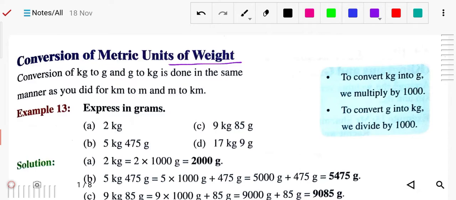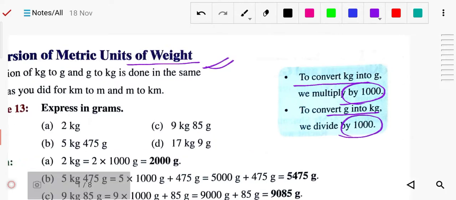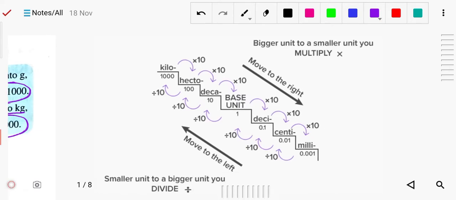Here we know that to convert kilogram into gram, we should multiply by 1000. To convert gram into kilogram, we should divide by 1000. As you know, this chart you already know, and this is a very important one.